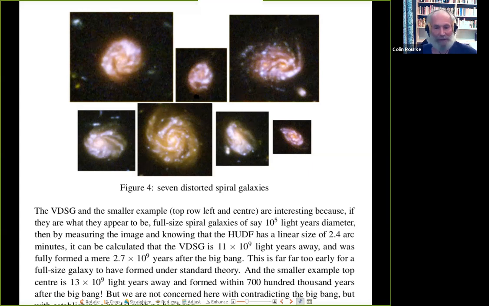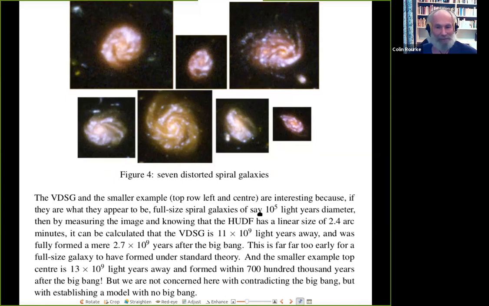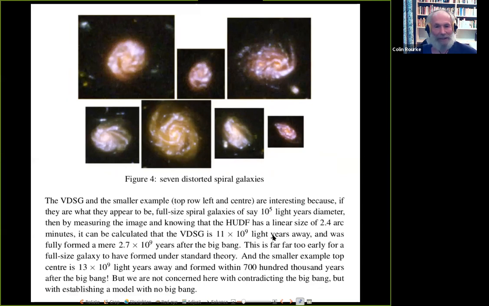And this one was formed within 700,000 years of the Big Bang. But if you know about standard model theory, it's much too early. Galaxies aren't supposed to have been born by then. They're not supposed to have been born for quite a few years yet, quite a few 10 to the whatever, billion years.